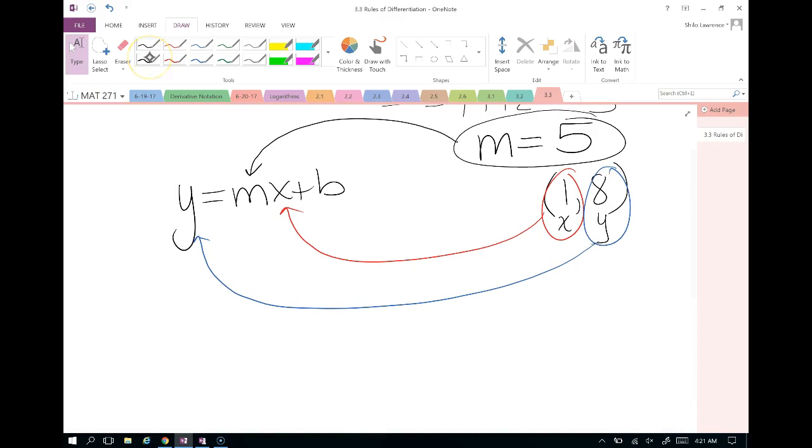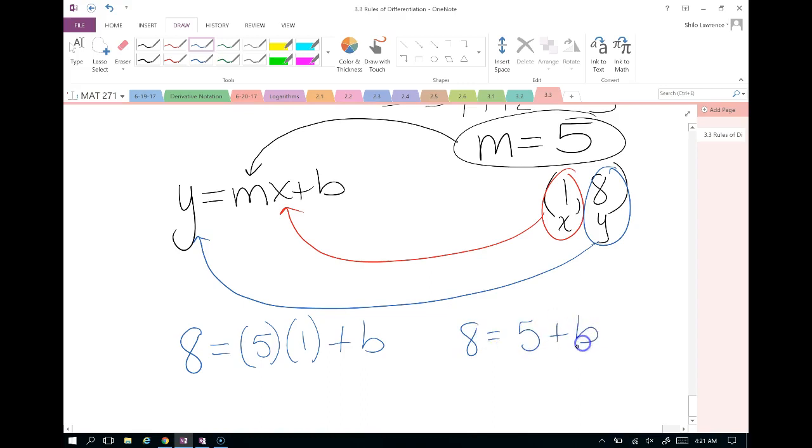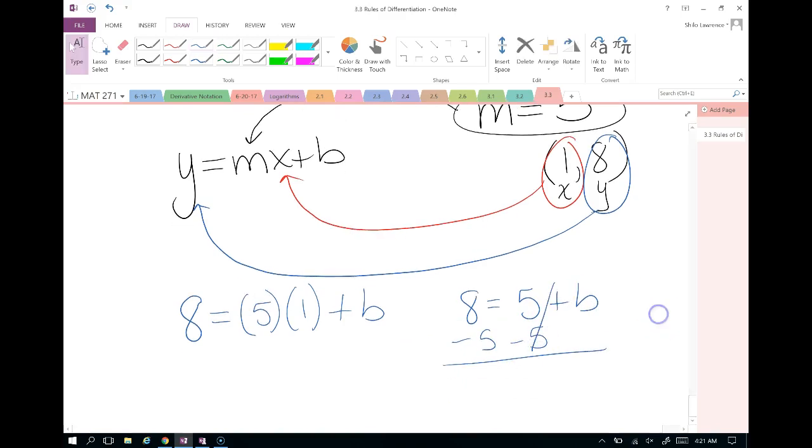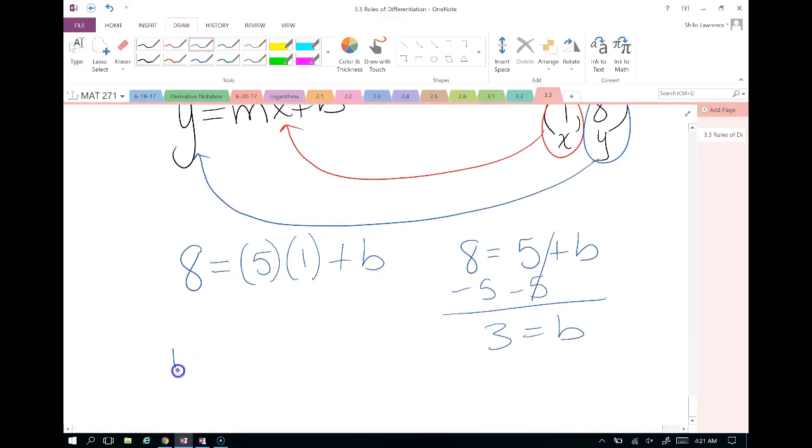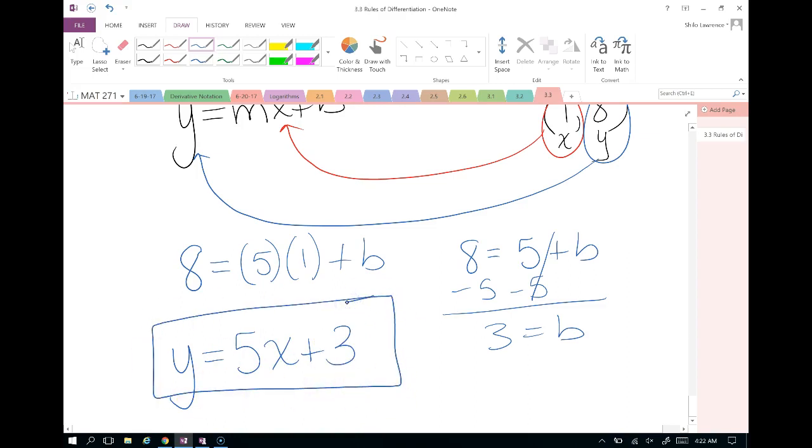So I can solve for the 4th one. So I'm going to plug in everything that I know. 8 is equal to 5 times 1 plus b. So 8 is equal to 5 plus b, which means b has to be 3. So we know we have a slope of 5 and a y-intercept at 3. The equation for our line is y equals 5x plus 3. Beautiful.